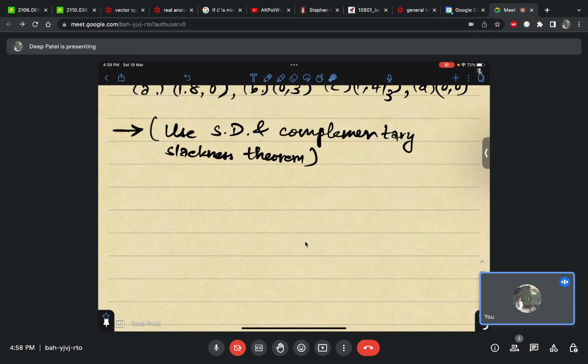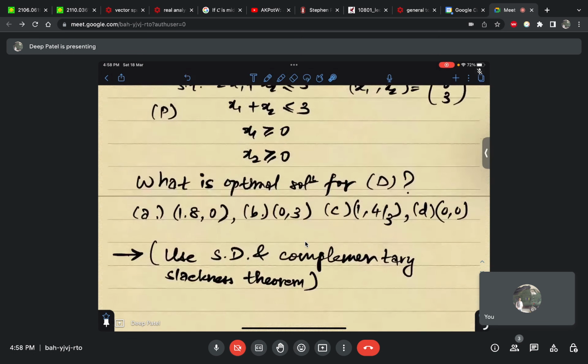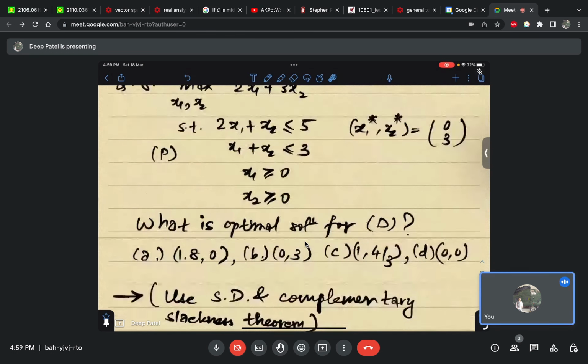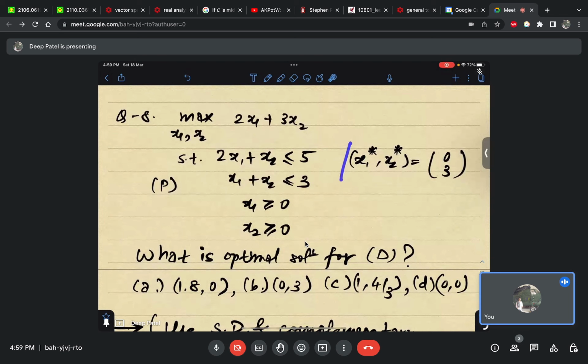I'm not sure. Let's first solve this. Okay, first things first, we are given x1 star, x2 star, which is 0, 3. We know that this is an LP, so strong duality holds, right? Whatever value you get for this optimal point has to be the same value for the dual at its optimal solution. So let's first look at the optimal value. What is the optimal value? That's 0, comma 3, just 9, right? 0 plus 3, nine.